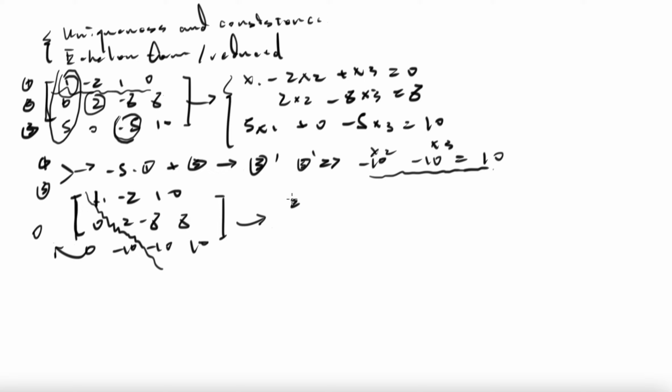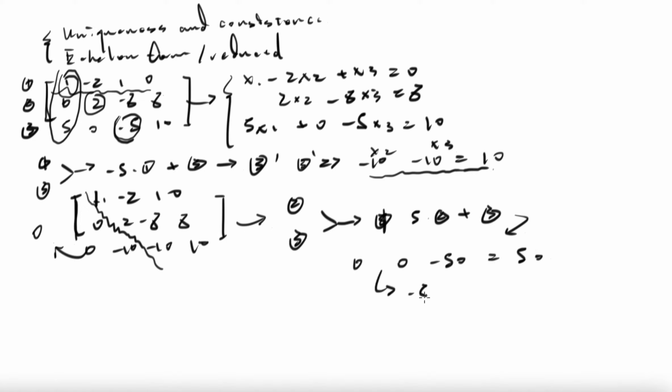To eliminate the second variable, we're going to look at the third equation and the second equation here. It will be 5 times the second equation plus the third equation. It will be 0, 0, and -50 here, equal to -50, which means -50 times the third variable will be 50, which gives us the value of the third variable, which is -1.